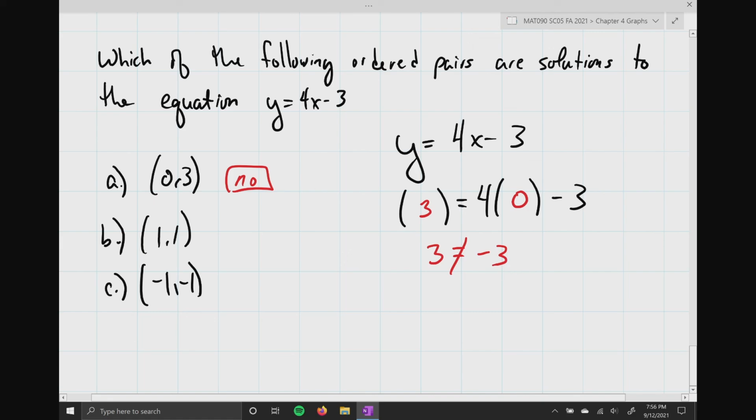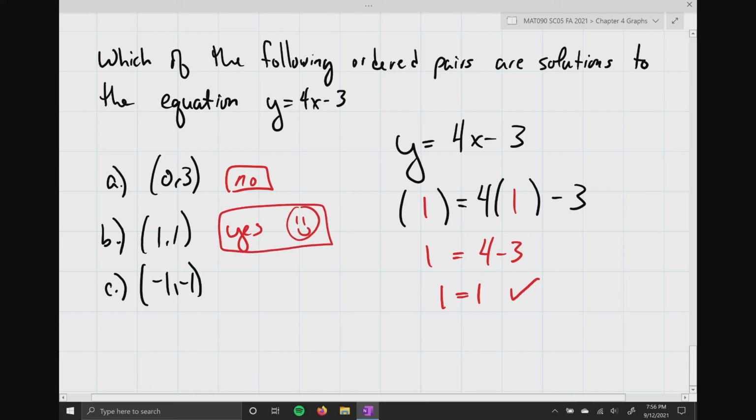Okay, I'm going to erase. We're going to try the second point, (1, 1). So on the left-hand side, I get a 1. On the right-hand side, I'm going to get 4 minus 3. And if we subtract 4 minus 3, notice that we get 1 equals 1. And that is a great thing. So yes. Put a little smiley face. Okay? Yes, (1, 1) is a solution.